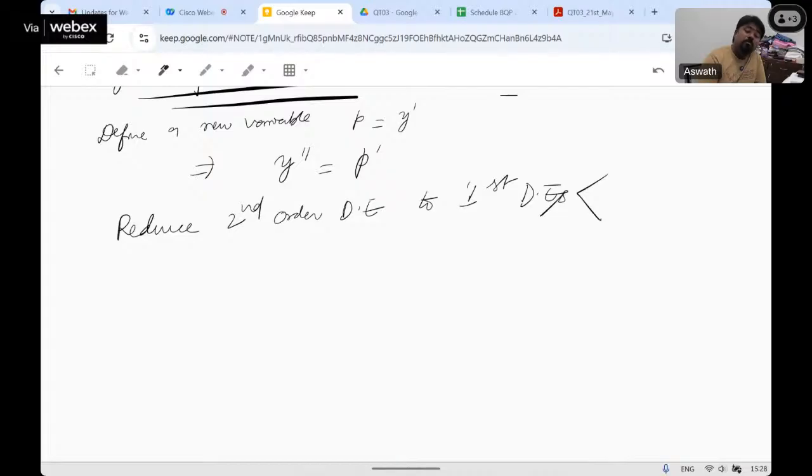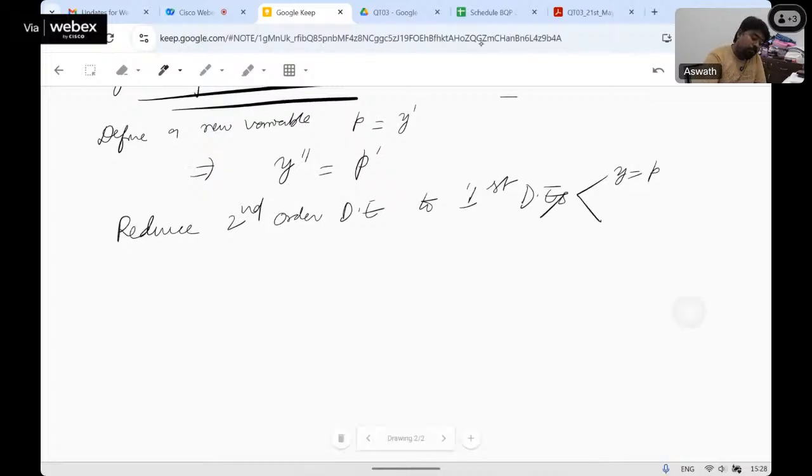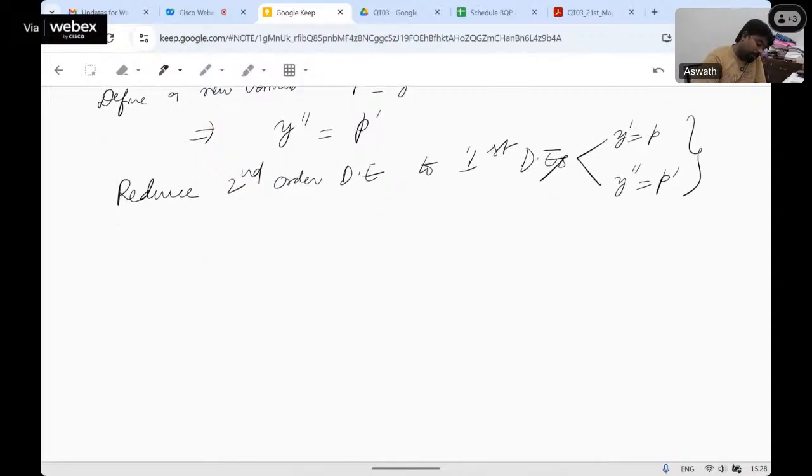Importantly, there will be two equations involved. One is y prime is equal to p, and y double prime is equal to p prime. So these two differential equations one has to solve. Okay, so let's take a simple example.